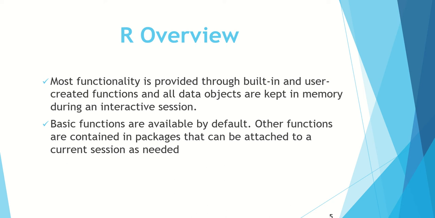R is a functional programming language, but it can work with objects also, and basic functions are available by default. If you have to use some other advanced function, you just need to import the package which is available in the ecosystem. How to install the package and how to use it in a program, we will see briefly in today's session. It's easy because packages are available for many functions, and they are freely available in the CRAN mirror.